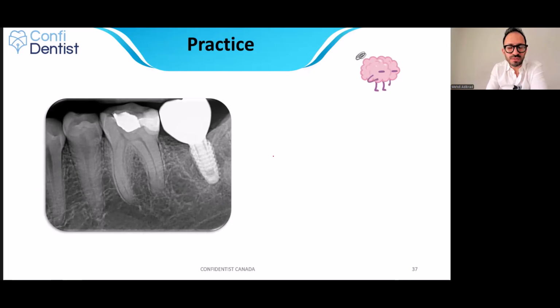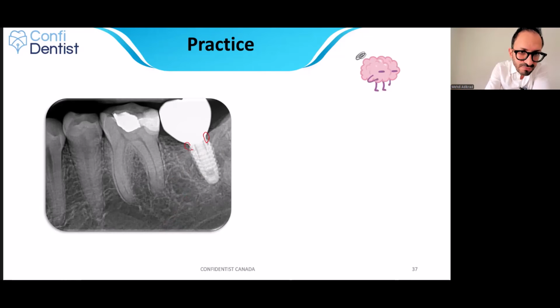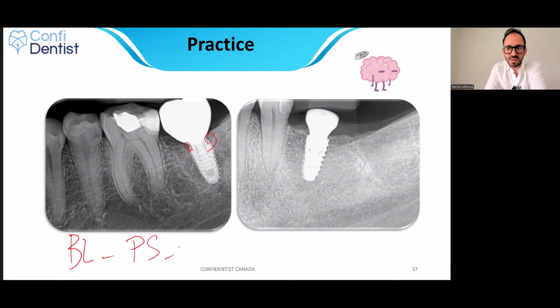This one, we had the picture earlier, another bone level implant. Look at the prosthetic platform, threads, no smooth collar, some evidence of platform switching. So bone level implant, platform switching, no pre-implant bone loss.